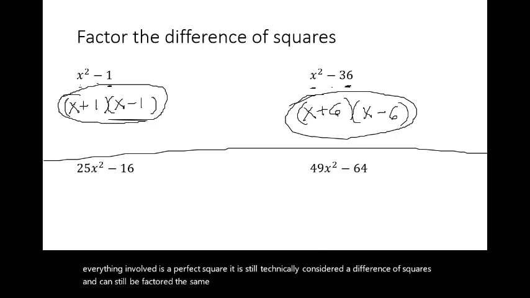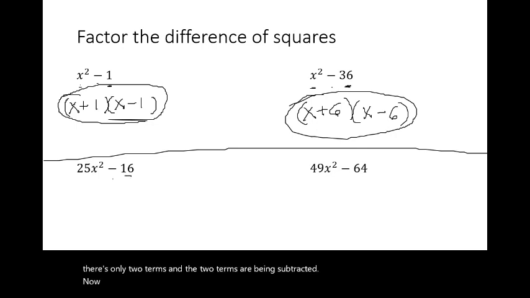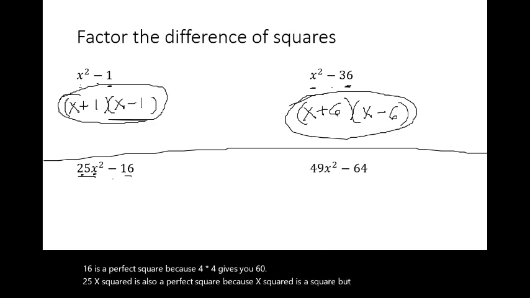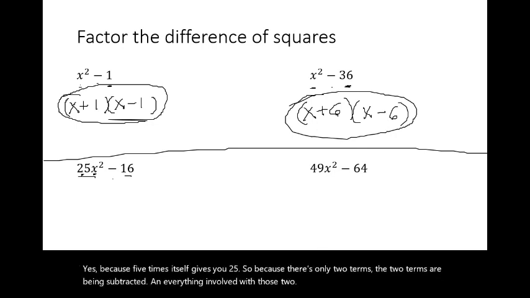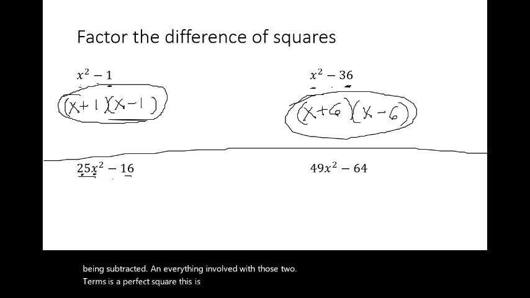So for 25x squared minus 16, you're going to notice that there's only two terms, and the two terms are being subtracted. Now 16 is a perfect square because 4 times 4 gives you 16. 25x squared is also a perfect square because x squared is a square. But is 25 a perfect square? Yes, because 5 times itself gives you 25. So because there's only two terms, the two terms are being subtracted, and everything involved with those two terms is a perfect square, this is technically still considered a difference of squares.